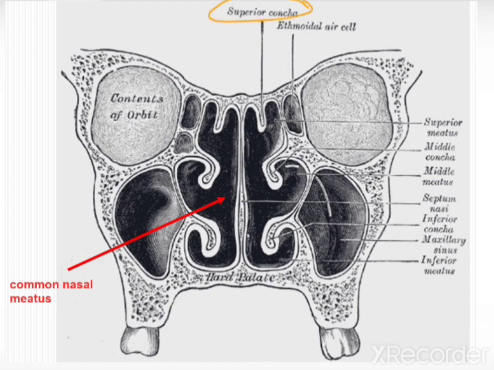So this is the superior concha, and here is the superior meatus present. This is the superior concha and this is the superior meatus. This is the middle concha and this is the middle meatus. This is the inferior concha and this is the inferior meatus. And this part is the common nasal meatus where all these meatuses open.